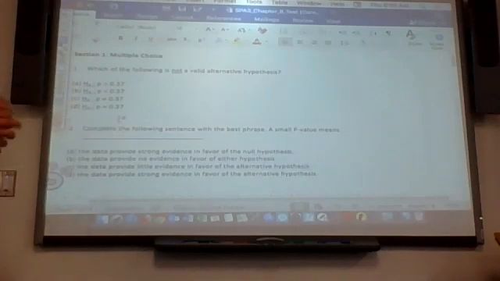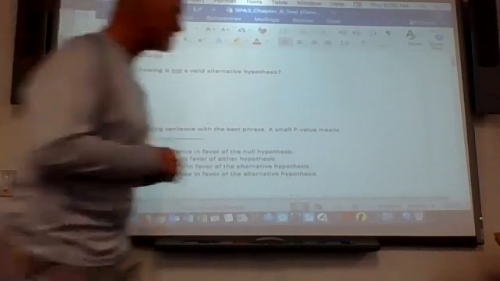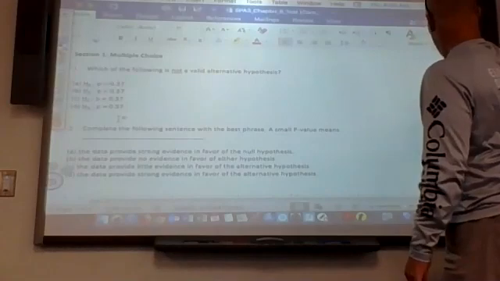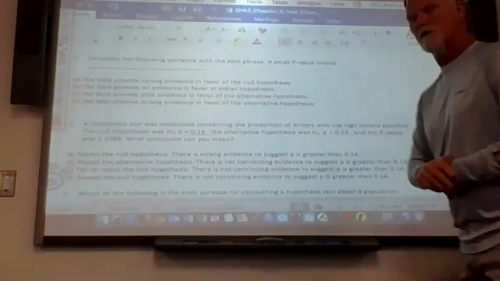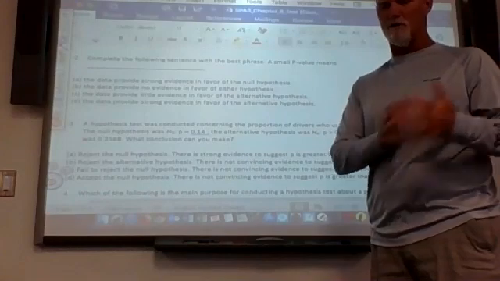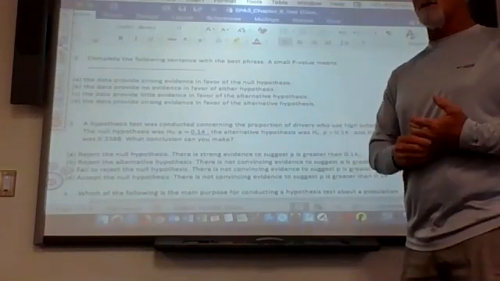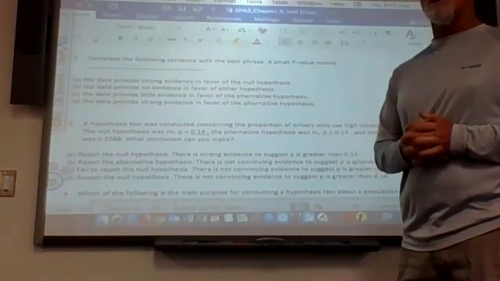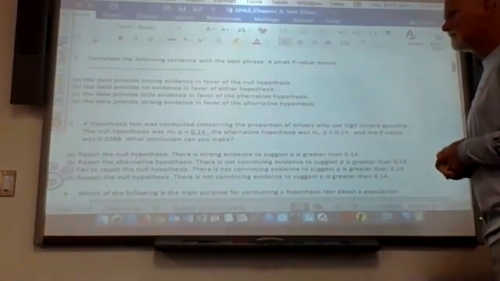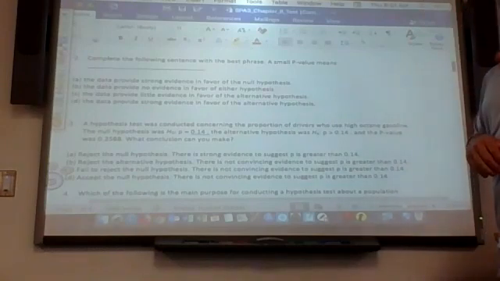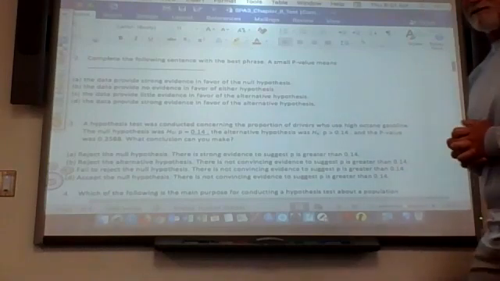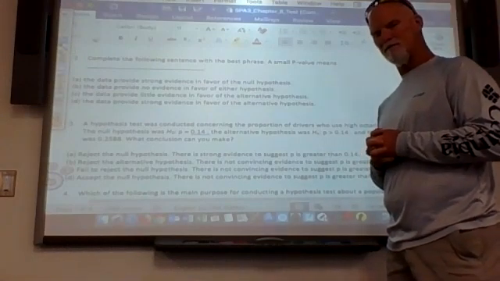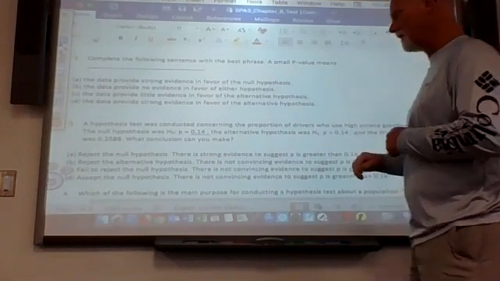Complete the following sentence with the best phrase. A small p-value means. What does a small p-value mean? A small p-value means that if it's smaller than the significance level, then we're going to have convincing evidence that the alternative hypothesis is true. Just remember that small p-value or less than the significance level means that the alternative hypothesis is being supported.